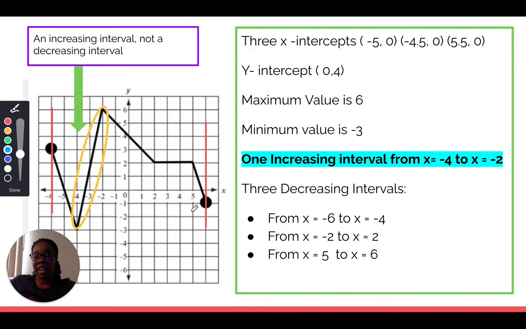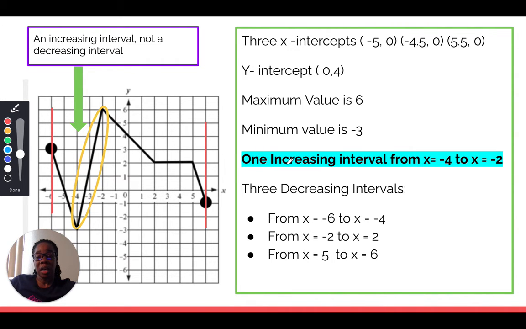The minimum value of the function is going to be the lowest point on the graph, which is right there, and that is going to be negative 3. The maximum value of this function is going to be the highest point on the graph, which is right here, and that is y is equal to 6. So for minimum and maximum value, we focus on the output values.